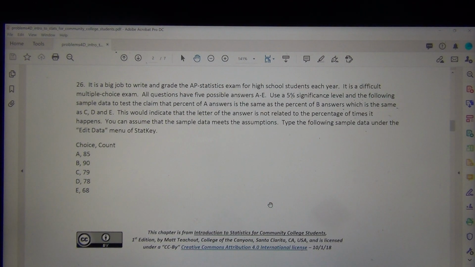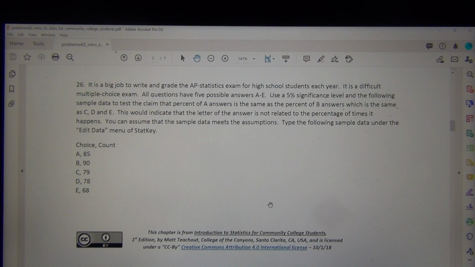This is section 4D, as in dog, number 26, and this is the goodness of fit test section. So let's take a look and read the problem. It says it's a big job to write and grade the AP Stat exams for high school students each year. It's a difficult multiple choice exam. All questions have 5 possible answers, A through E.